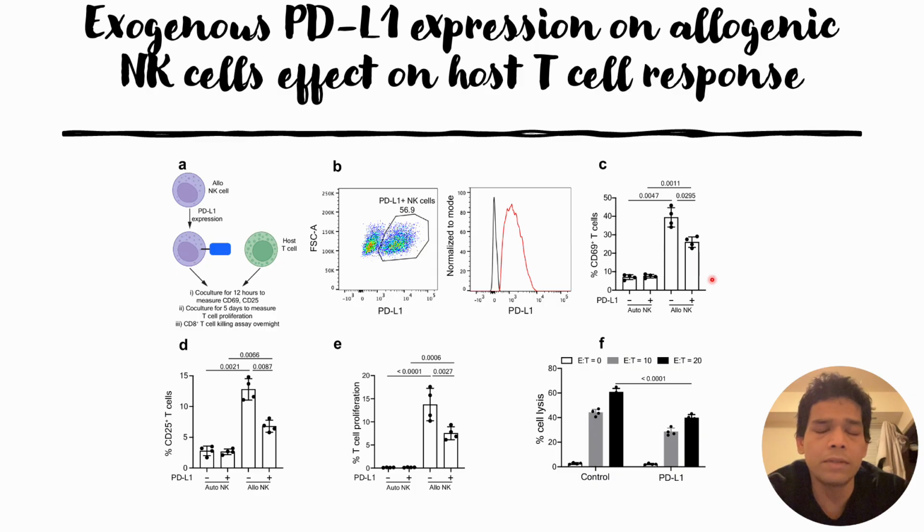Similar results were seen for the CD25 marker. Here also, for the autologous NK cells, there are no activation signals, comparable to the background. Whereas for the allogenic NK cells without PD-L1 expression, the CD25 marker percentage is high, around 15%, but it goes down to 7% when they used PD-L1 expressing cells.